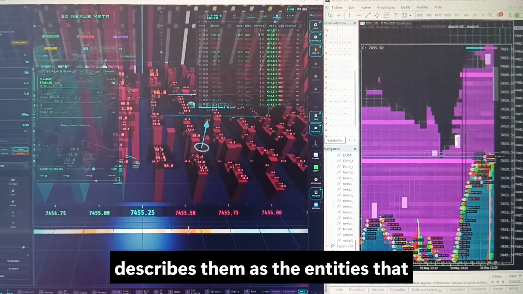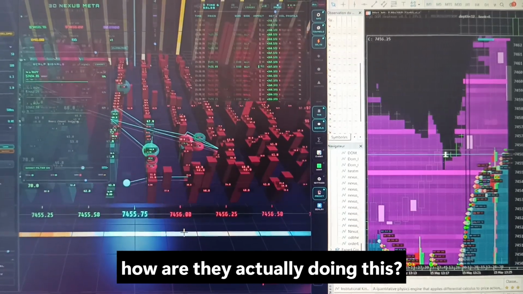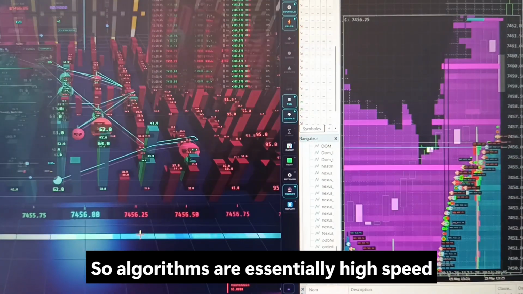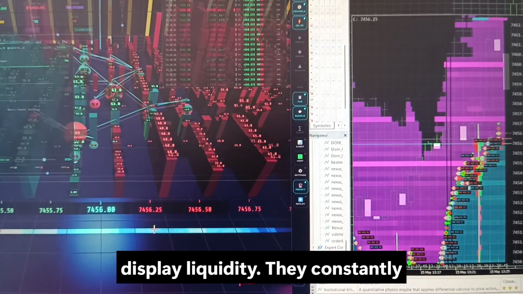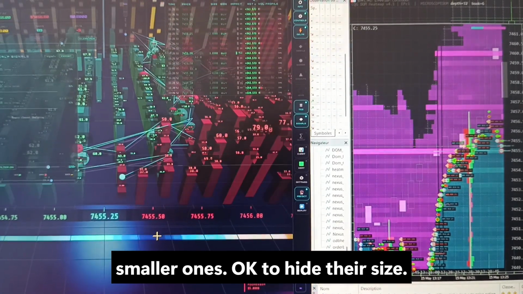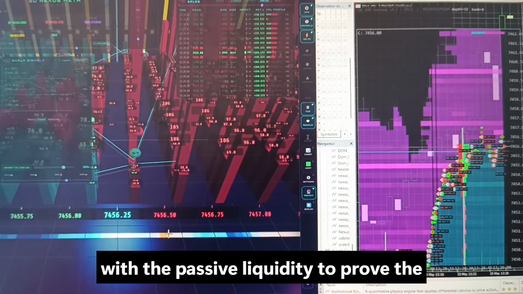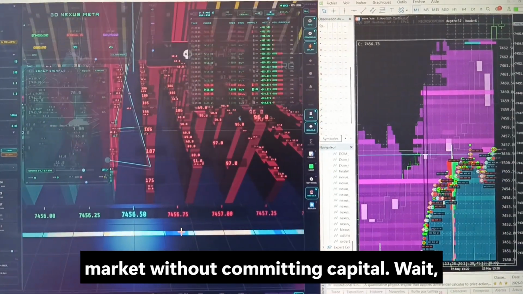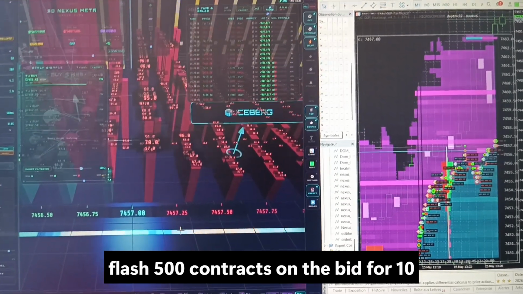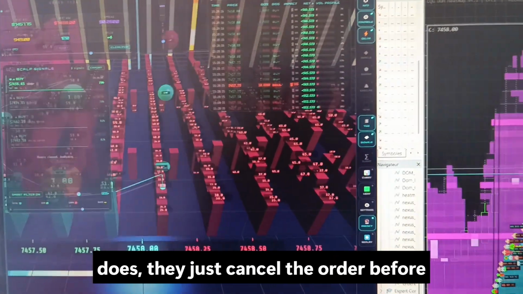Now, the source describes them as the entities that stack, pull, and spoof orders. But how are they actually doing this? So algorithms are essentially high-speed mathematical models programmed to manage displayed liquidity. They constantly fragment large orders into thousands of smaller ones. Okay, to hide their size. Exactly. They reload orders in milliseconds to hide true size. And most importantly, they create optical illusions with the passive liquidity to probe the market without committing capital. Wait, how do they do that? Well, they might flash 500 contracts on the bid for 10 milliseconds just to see if a real aggressive seller steps up. If nobody does, they just cancel the order before it can be filled.